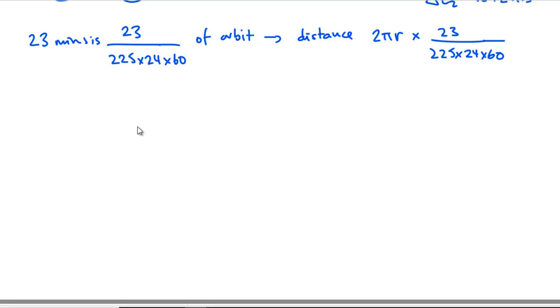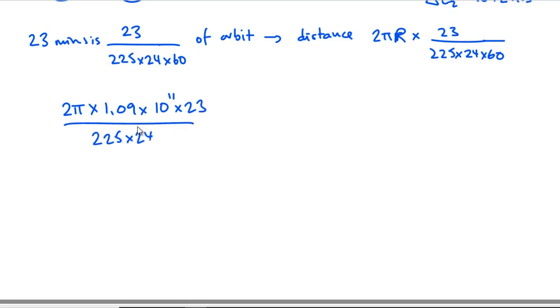So what does that mean? The distance is the diameter, isn't it? We've just worked out r as well, haven't we? I should put that as a capital R on all of that. So what was that? That was 1.09 times 10 to the 11. So we've got 2 pi times 1.09 times 10 to the 11 times 23 divided by 225 times 24 times 60. And that is the diameter of the planet.